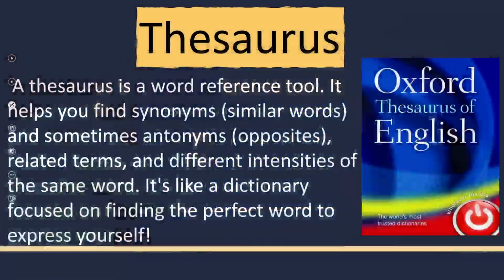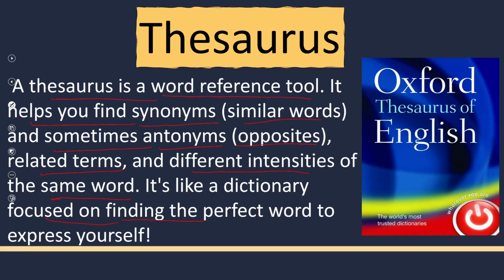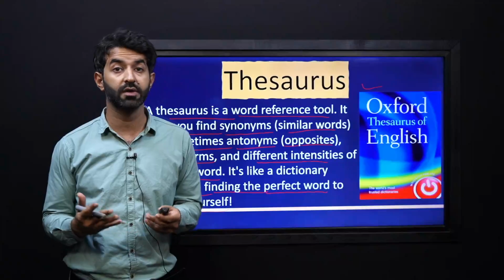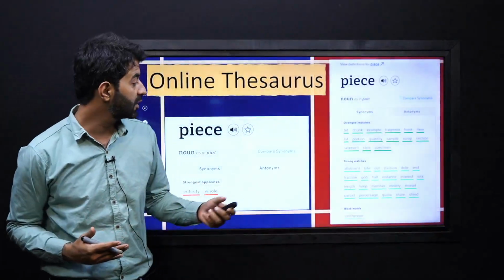Now, this is also a word reference tool or a book. It helps you find synonyms, which are similar words, and sometimes antonyms, which are the opposites, related terms, and different intensities of the same word. It's like a dictionary focused on finding the perfect word to express yourself. So this is Oxford's Thesaurus of English. There are so many other variations as well, and then you can find it online also, just like this.